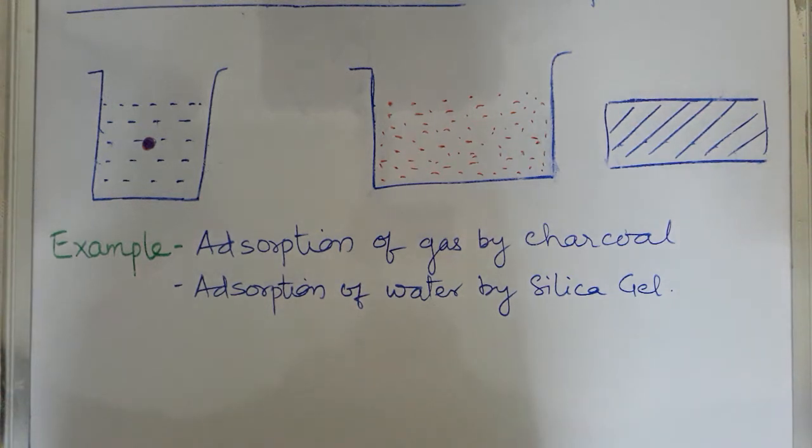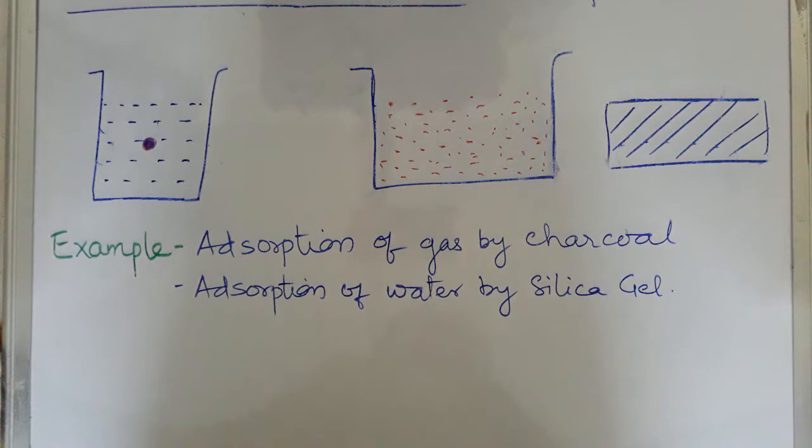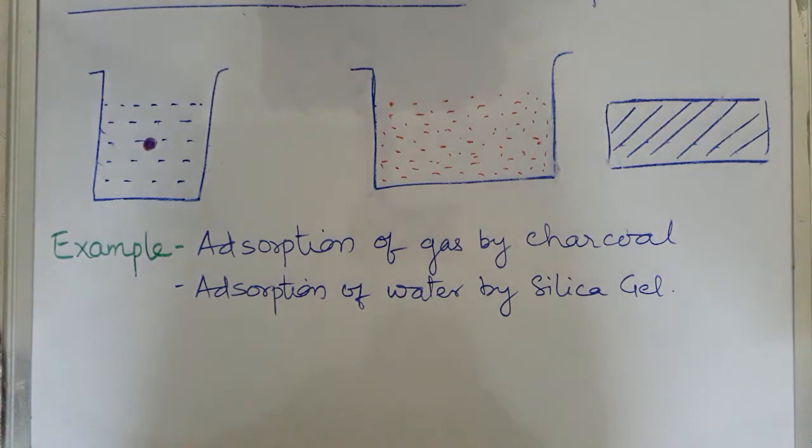Good morning, students. Today we are going to start with surface chemistry, the fifth unit of chemistry. Surface chemistry is the branch of chemistry which deals with the phenomena that occur on the surface. These phenomena are studied with the help of adsorption and the colloidal state. The first surface phenomenon we are going to study today is adsorption.